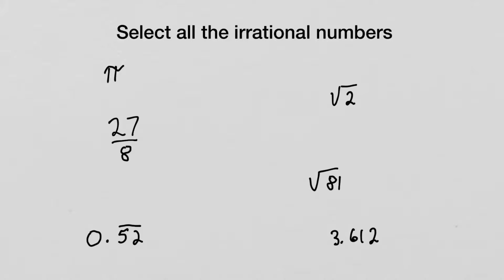This question is asking us to find all the irrational numbers. An irrational number is a number that cannot be written as a fraction. Its opposite is a rational number, and a rational number can be written as a fraction. Well, if a rational number can be written as a fraction, that instantly leaves out this one, because it is a fraction, therefore that would be a rational number.